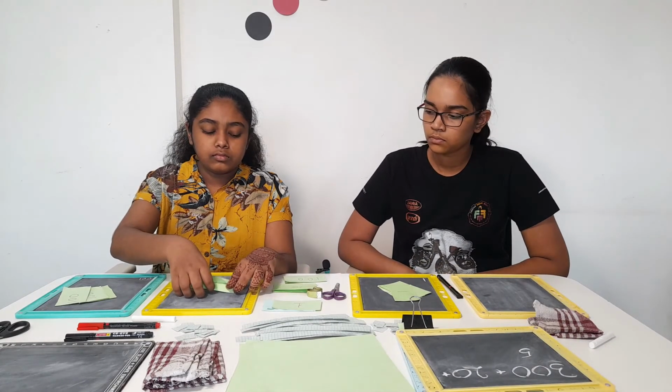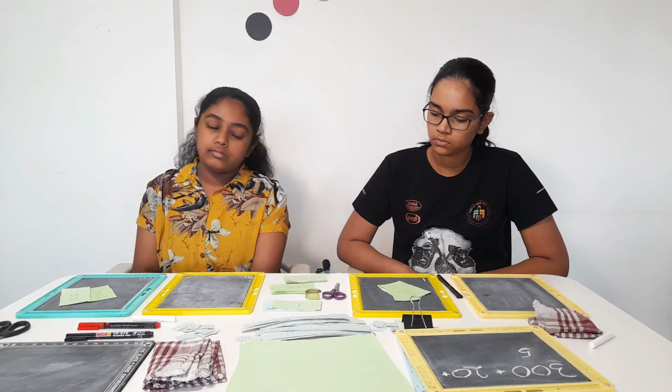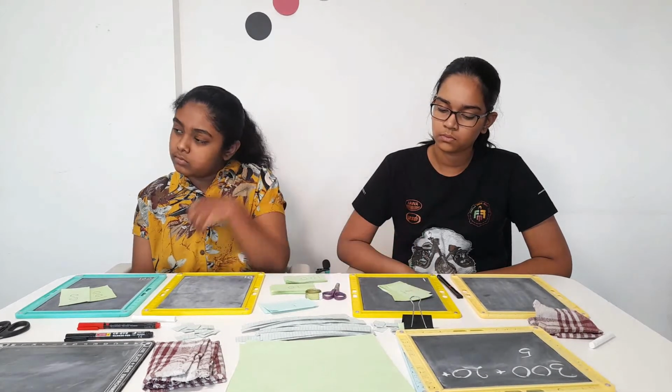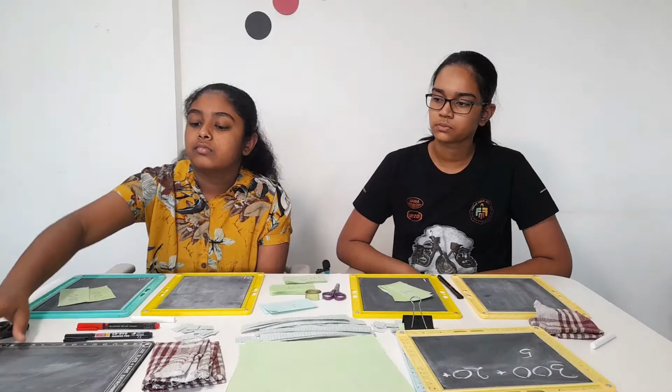Jyoti, make the number 206 and keep it in the slates. 206. And in your slate, write it in the expanded form.